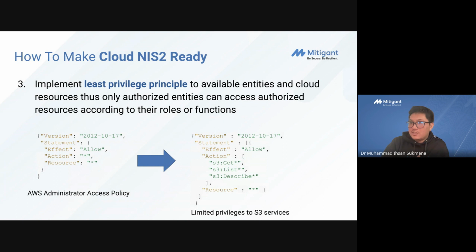Certain entities should only access certain resources with limited permissions based on their roles or functions, for example. As you can see on the screen there, instead of giving a normal user the AWS administrator access policy, if the person only needs to download a file from certain S3 buckets, then you can just limit it to those particular resources for that.